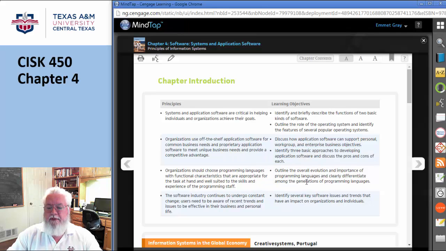Outline the overall evolution and importance of programming languages. Not so much. Identify several key software issues and trends. That'd be good to do.